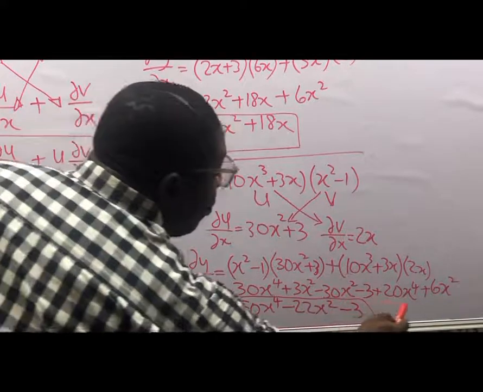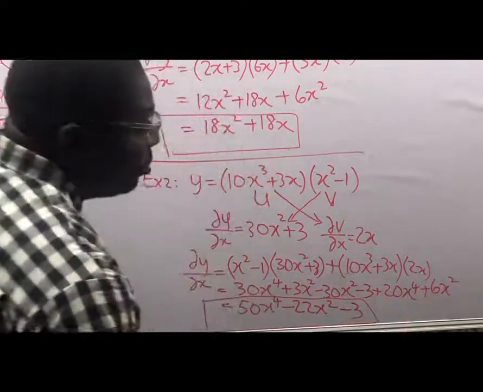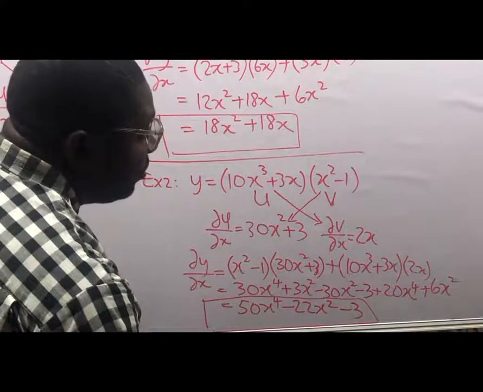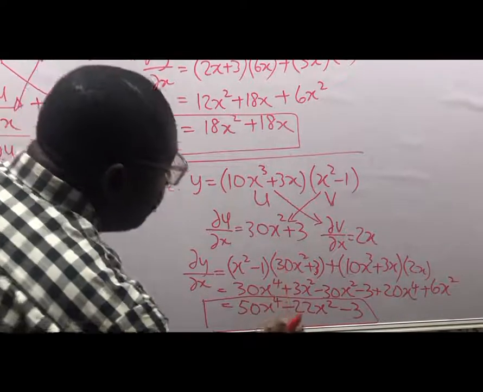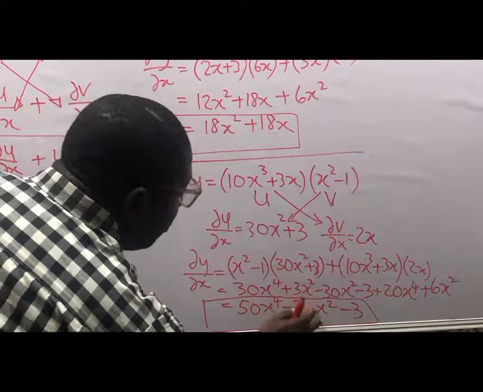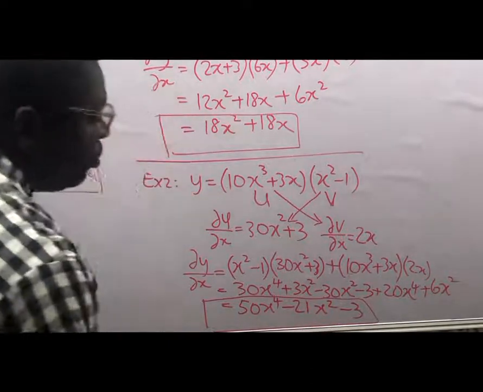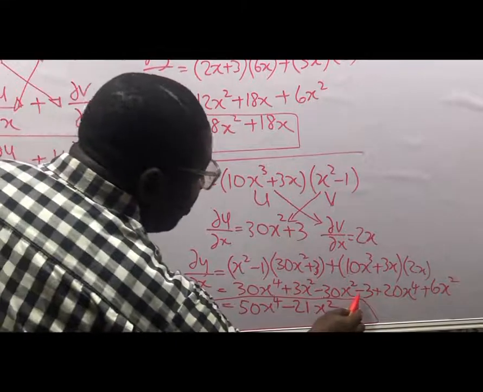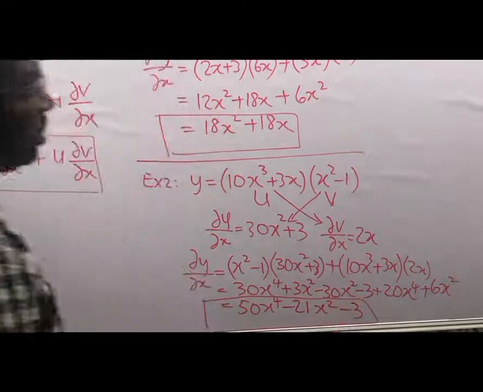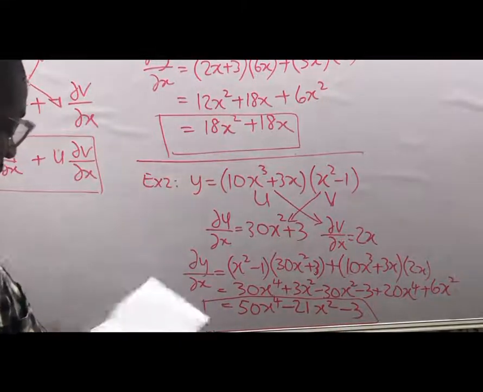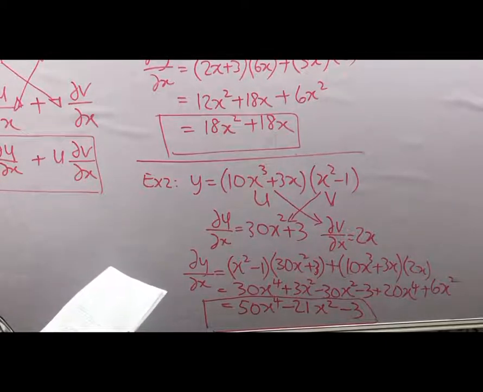Minus 27 plus 6x raised to the power 2 leaves us with minus 21. So this is minus 21x raised to the power 2, minus 3. We're left with minus 3 here. So this is the answer to this question.